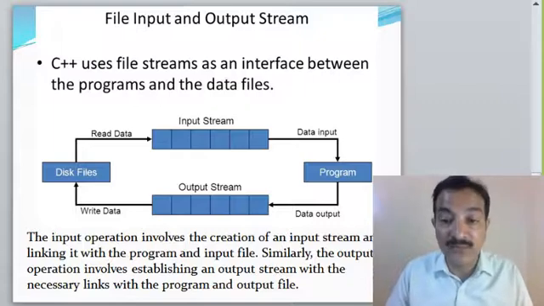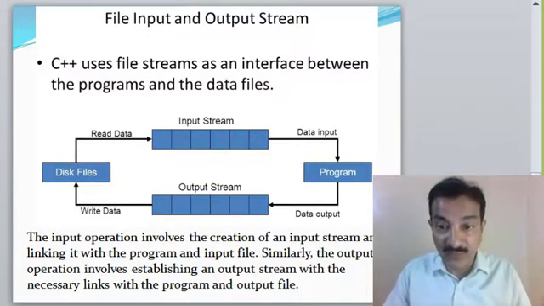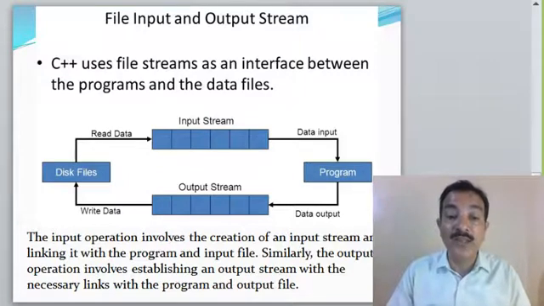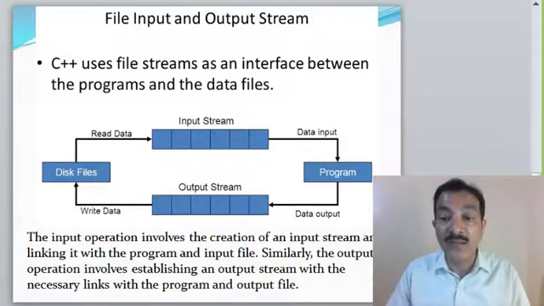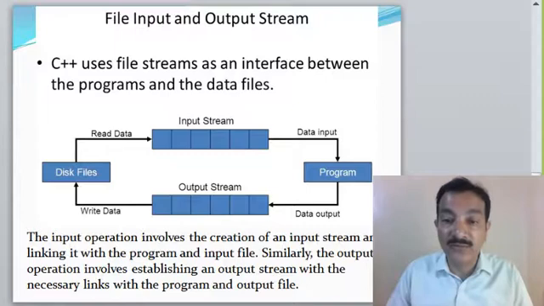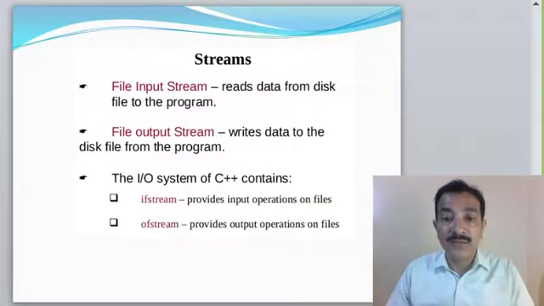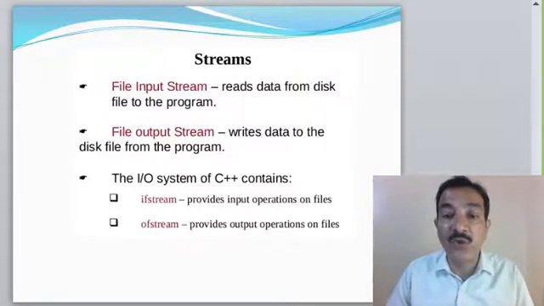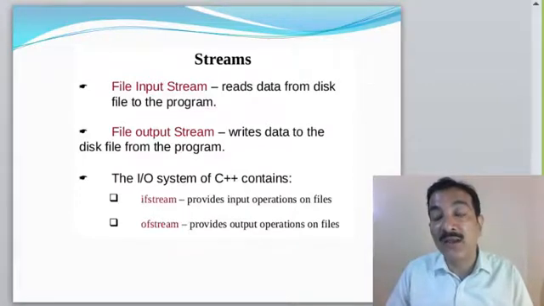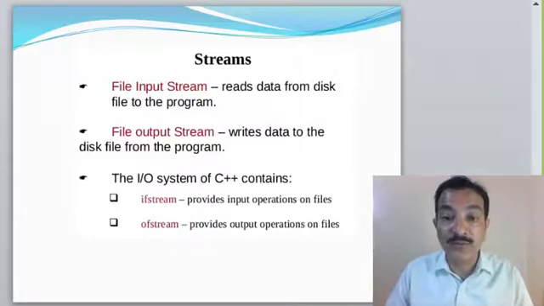The input operation involves the creation of an input stream and linking it with the program and the input file. So we will have to create the input stream, open the file and link that particular file to the input stream. Once you open it with the input stream, it will take care of reading from the file. And if you are opening it in the output stream, then it will write to the file. I will show you with an example. Here we have the details about the streams. A file input stream reads data from the disk file to the program. The output stream, the program writes data to the file.